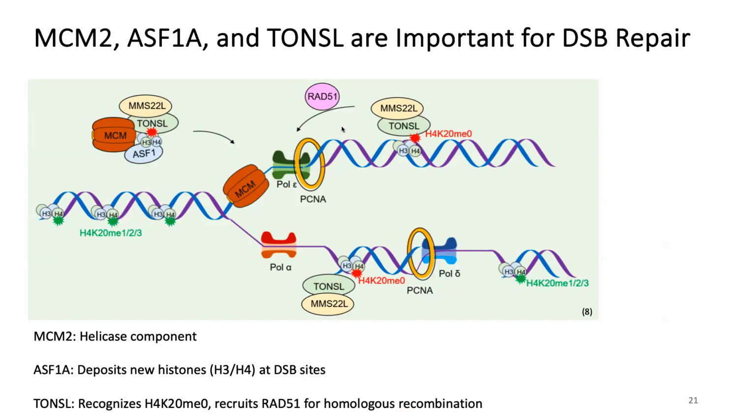So MCM2 is a component of a helicase enzyme, which just unwinds DNA. And then once the replication fork encounters a double-stranded break, histone chaperone ASF1A deposits new histones, H3 and H4, to that area of that double-stranded break. And in turn, tonsoku-like protein, or TONSL, is able to recognize unmethylated K20 residues on that H4 protein and recruit RAD51 for homologous recombination to occur.